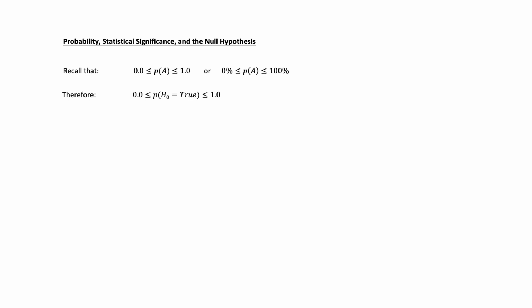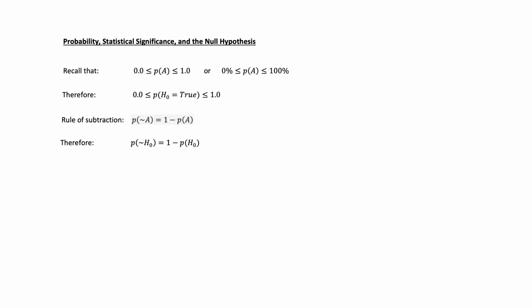If we're substituting in the probability that the null hypothesis is true for our event A, then it follows that the probability the null hypothesis is true must also be greater than or equal to 0.0 and less than or equal to 1.0. Using our rule of subtraction from probability theory, we also know that the probability of not having event A is equal to 1 minus the probability of having event A.